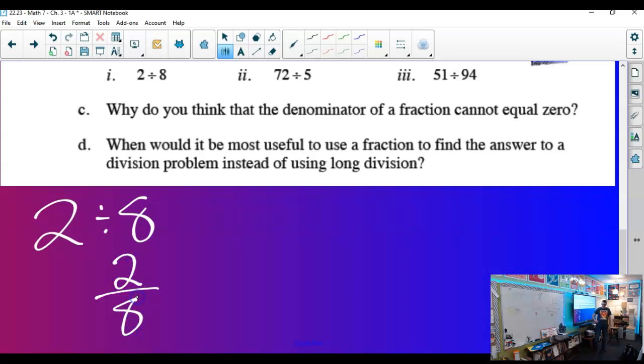2 over 8. Before we get to keep, change, flip, because we're not at keep, change, flip yet, any division can be rewritten as a fraction. Now, can 2 eighths be reduced? Yes, 1/4. And do we know what 1/4 is as a decimal? 0.25. So guys, this is why it makes sense to rewrite division as fractions, because it makes it easier.